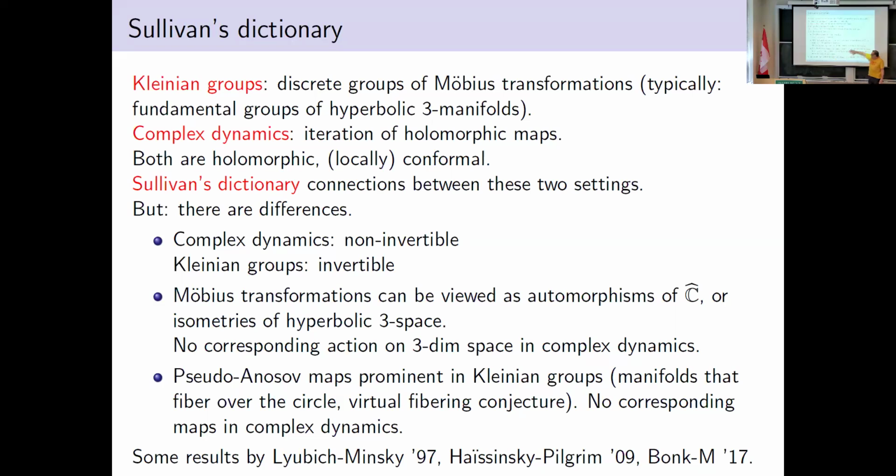When you talk about Kleinian groups, pseudo-Anosov maps play a very important role, for example when you talk about manifolds that fiber over the circle, the virtual fibering conjecture, and so on. In complex dynamics, we don't really have a corresponding thing with a contracting and expanding behavior. There are some results that go in this direction, and I don't want to talk about them too much, but they're still not quite what we expect in the Kleinian group case.